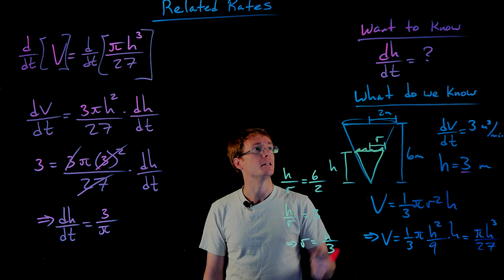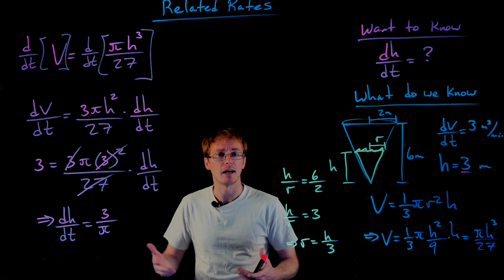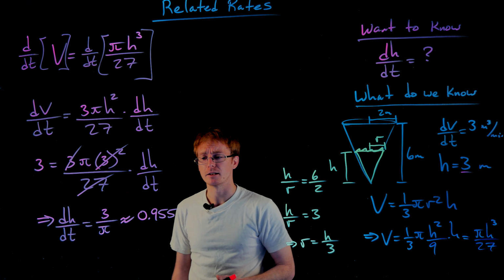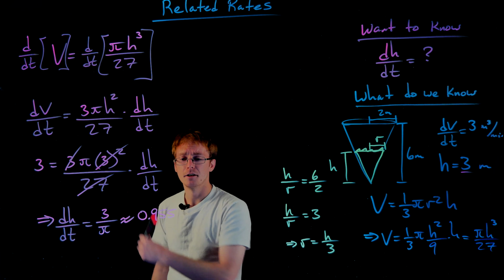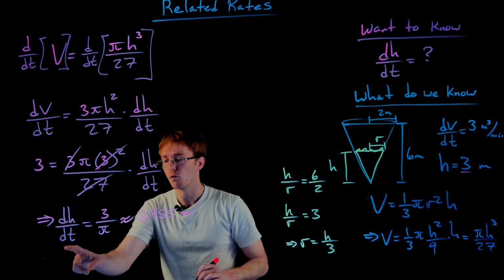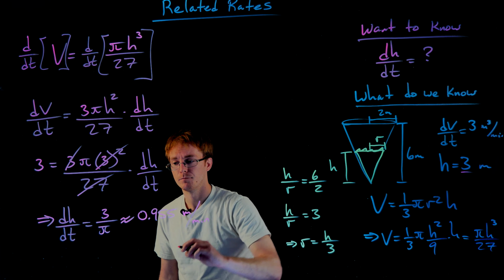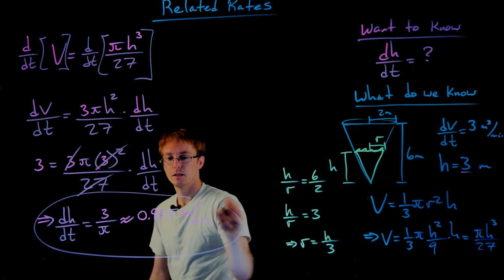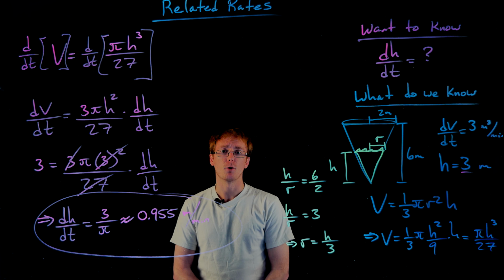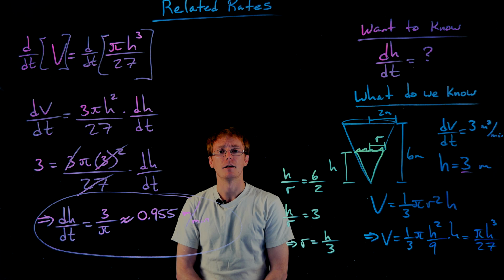Let's see, our units should be meters per minute, but no one describes heights using pi's or factors of pi. So let's approximate that. 3 over π is approximately 0.955. And again, our units for this rate are the units for the height, which were meters, over the units for time, which was minutes. So now we know exactly how fast the water level is rising at this moment of time. It is rising at a rate of about 0.955 meters per minute.